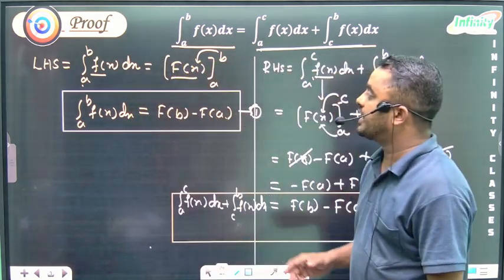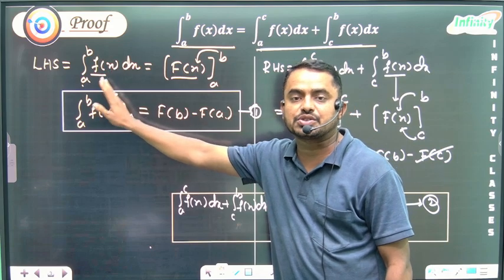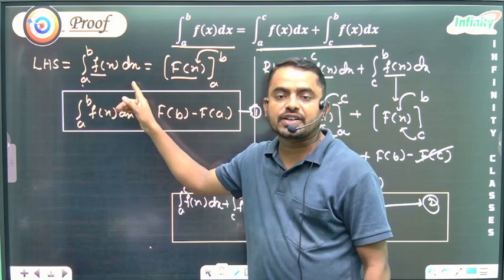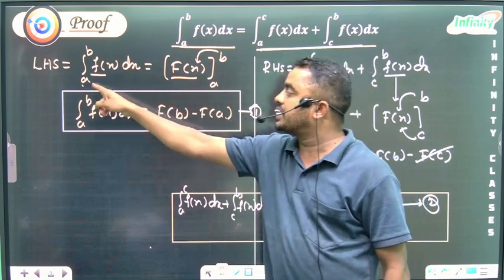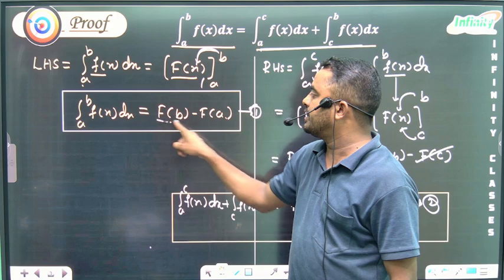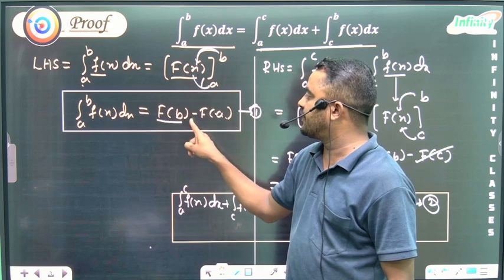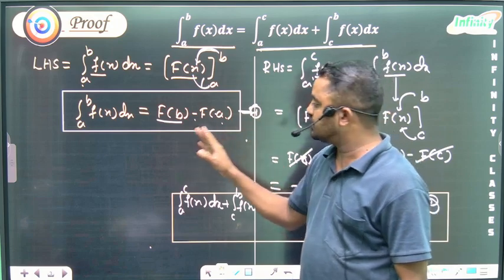See once again what I did here. First I have taken the LHS, a to b f of x dx. Integration of f of x is capital F of x between the limits a and b. First the upper limit we substitute, that is F of b. At the time of substituting the lower limit, first write the minus sign, that is F of a. Call this equation 1. Now take the RHS.